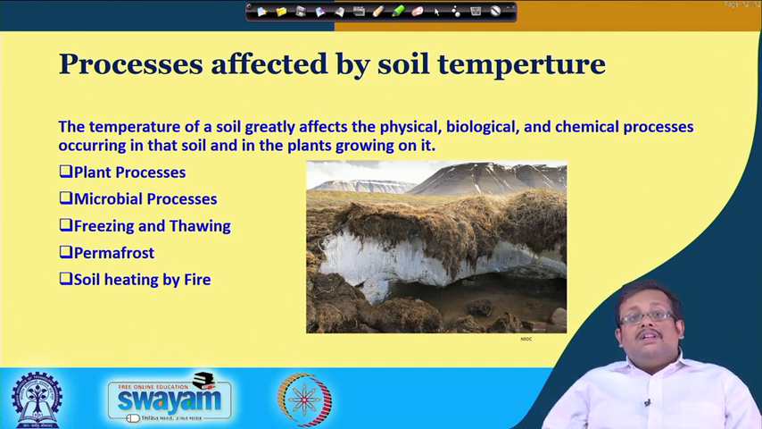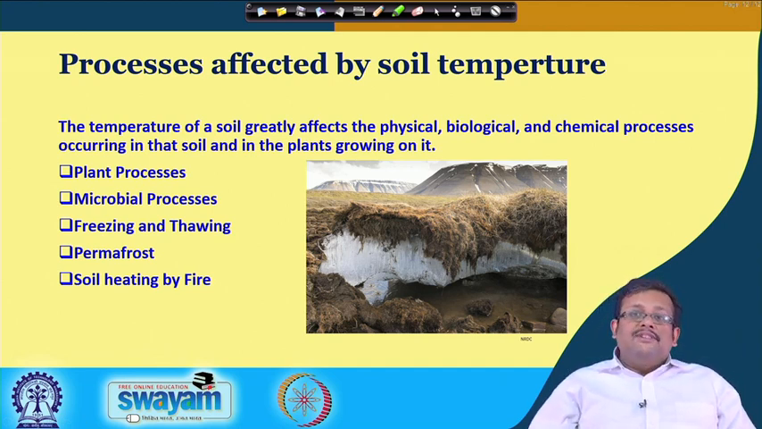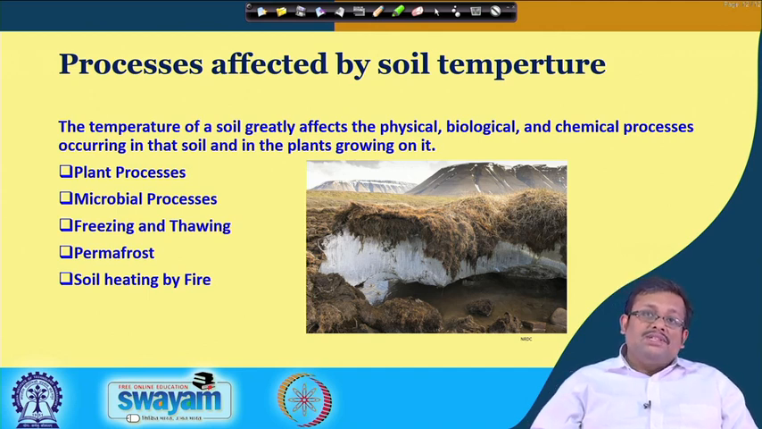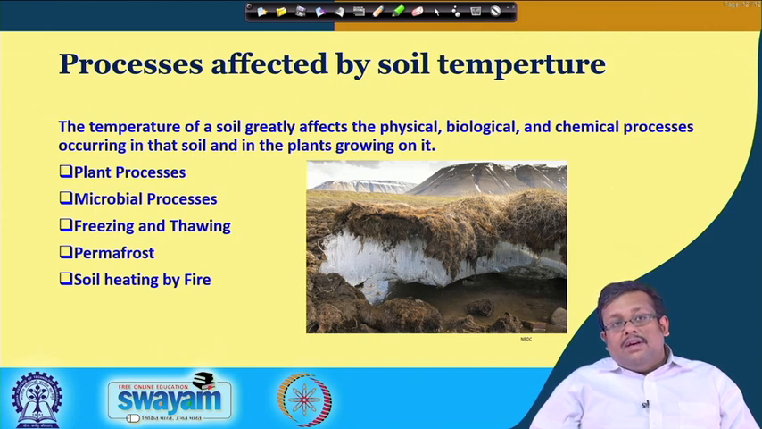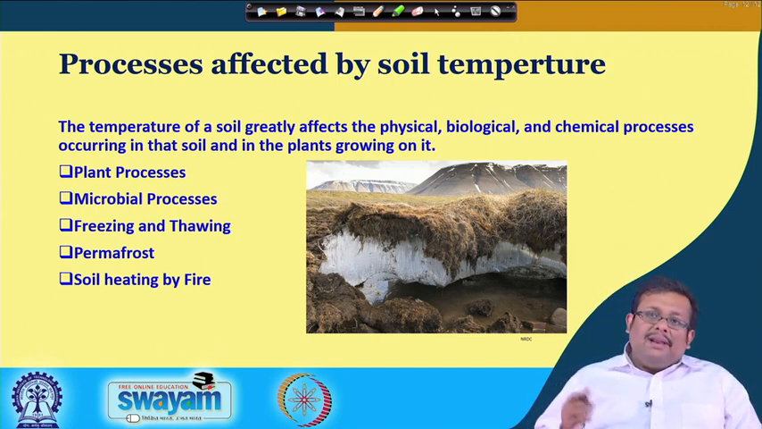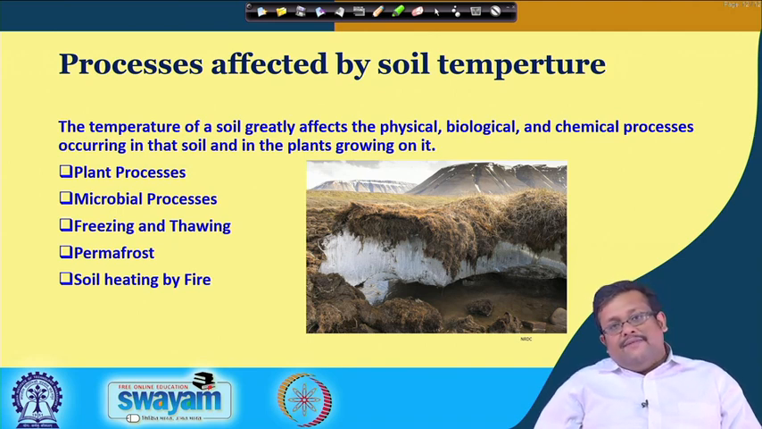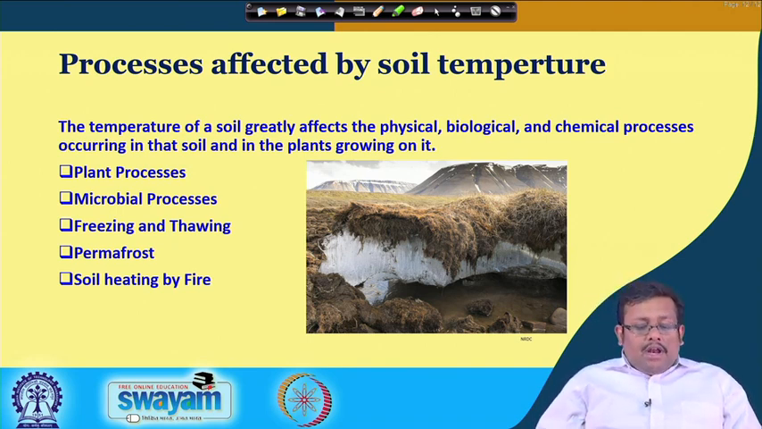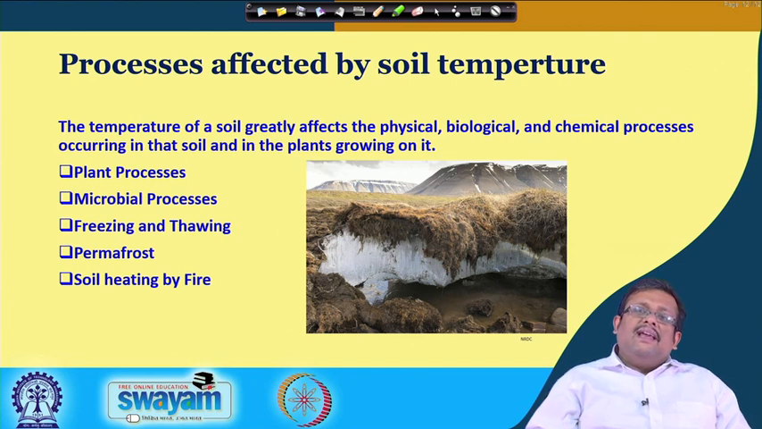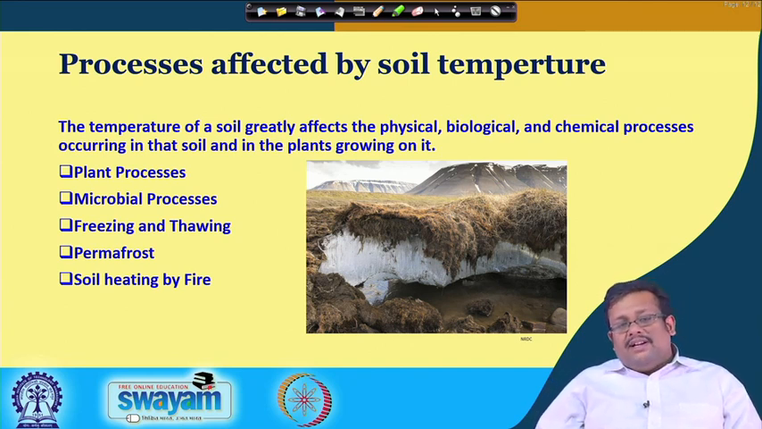The temperature of soil greatly affects the physical, biological and chemical processes occurring in that soil and in the plants growing on it, because in different plant processes, the plants are able to extract water and nutrients in a specific range of temperature. We will discuss in the next slide. And also, the millions and billions of microorganisms which are present in the soil are active in a specific range of soil temperature. They cannot be active beyond a certain range of temperature. So, that is also important.